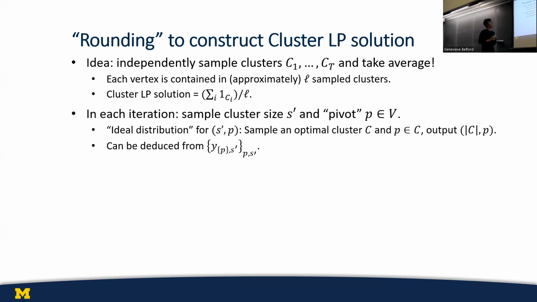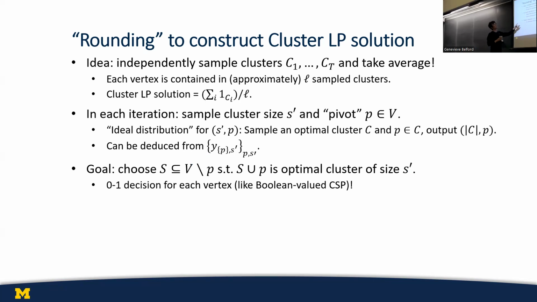First, we sample a cluster size S prime and some pivot vertex P. Of course, if we had the distribution of optimal solutions, the ideal distribution for S prime and P would be: take an optimal solution, sample one optimal cluster C, then sample one random vertex P there, and output the size of that cluster and the random vertex P. That's our ideal distribution. Of course, we don't have the distribution of optimal solutions, but at least that kind of marginal information can be deduced from our variables.